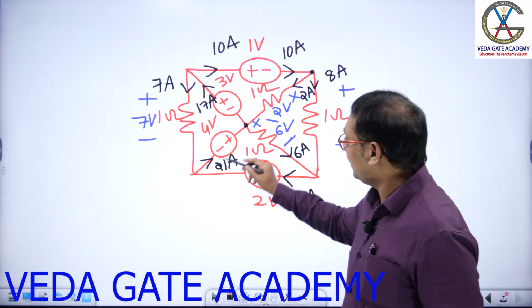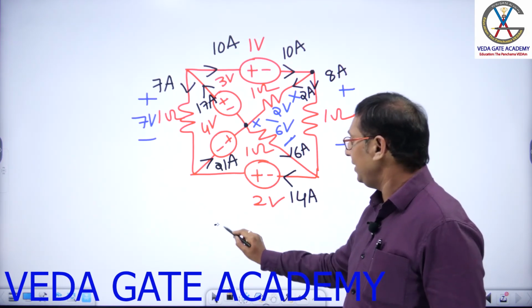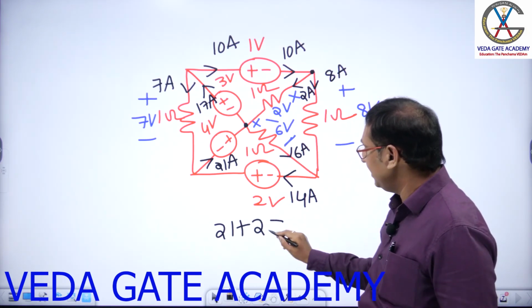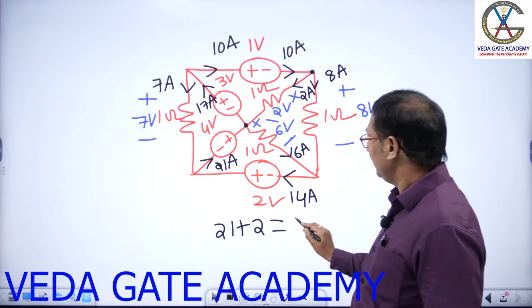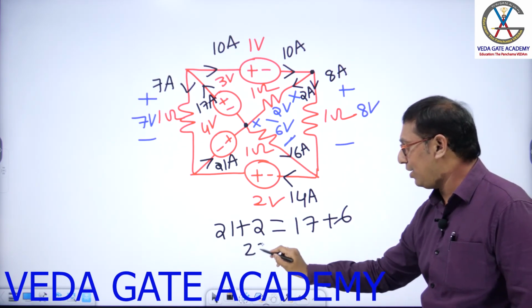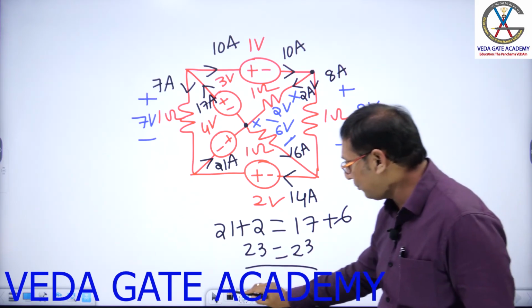Okay. Let us apply KCL here. 21 amps coming like this. Entering equals leaving. Entering how much? 21, plus what is the entering current? 2 amps. Equal to, what is the leaving current? 17 amps. And what is the other leaving current? 6 amps. 23 equals 23. Perfectly satisfied.